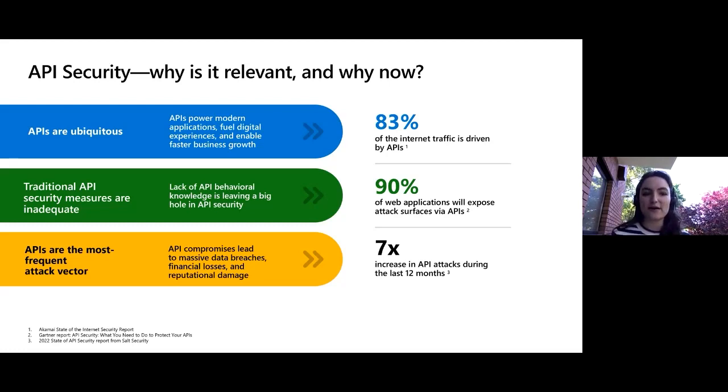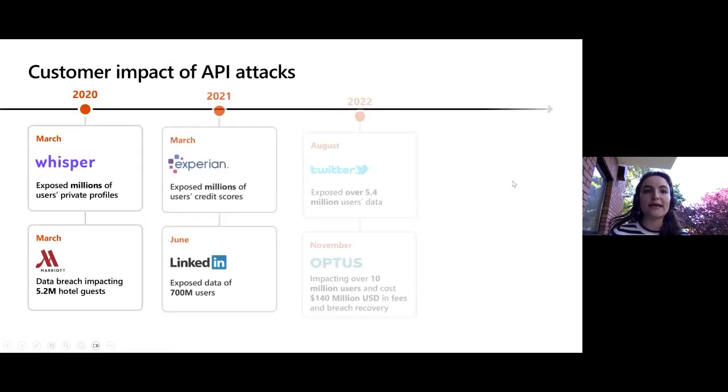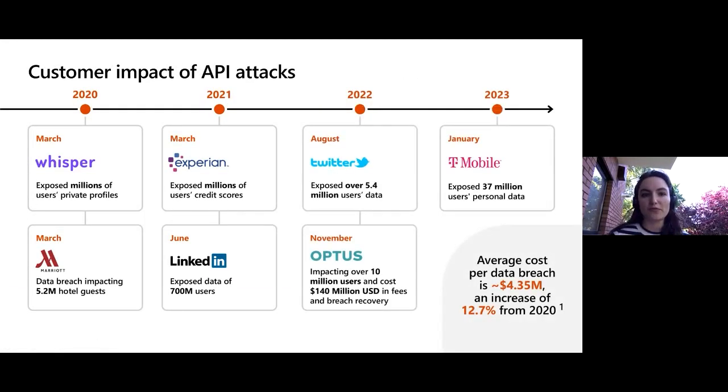APIs are also the most frequent attack vector. In 2022, there was a 7 times increase in API attacks in the last 12 months. So basically, APIs are growing, they will keep growing, and that means that attackers will try to target them, and they actually have been targeting them already. Unfortunately, these are some examples of API attacks that have occurred in the last few years. The way that I think of it when I see this slide is that all of these attacks are exposure in the millions.